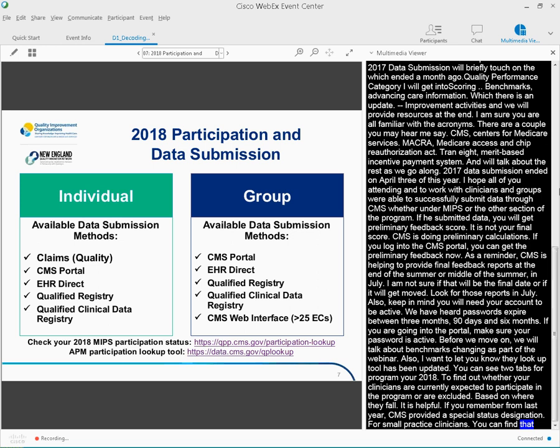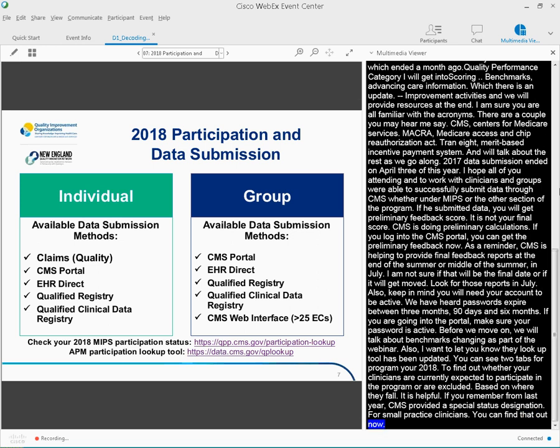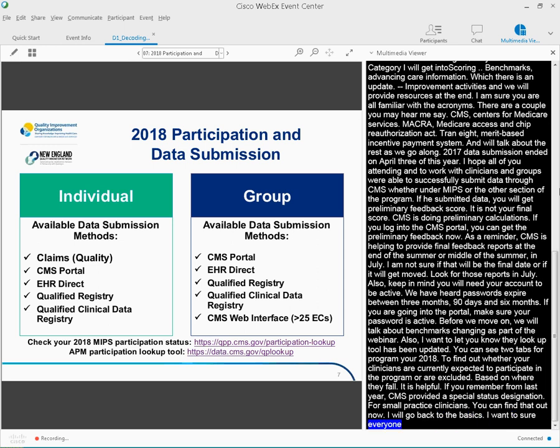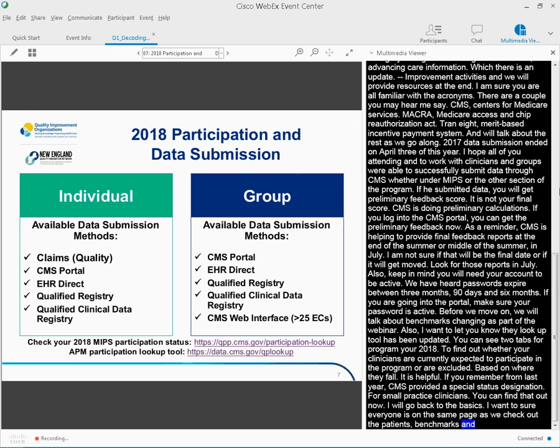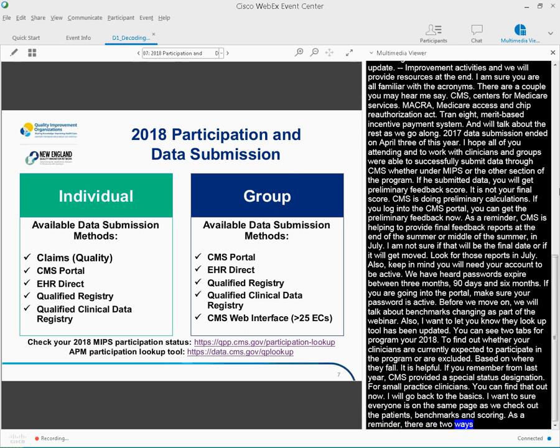So I'm going to go back to the basics. I want to make sure that everyone is on the same page as we start talking about participation and the benchmarks and how you're scored and the different categories. Just as a reminder, there are two different ways of participating. I'm really focusing mostly today on the MIPS path.